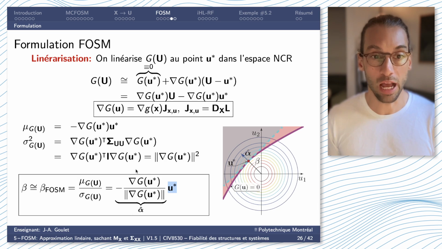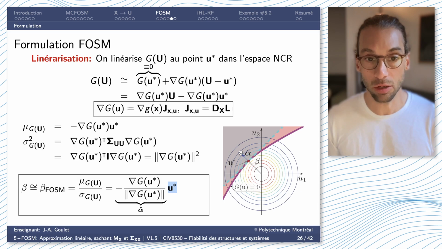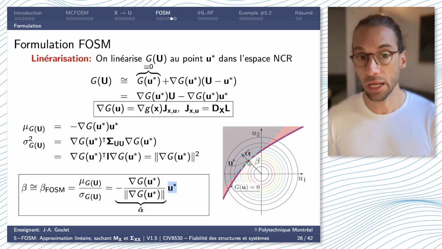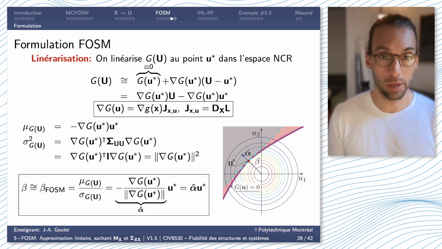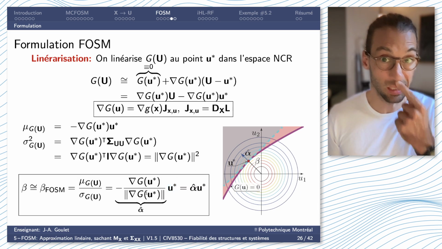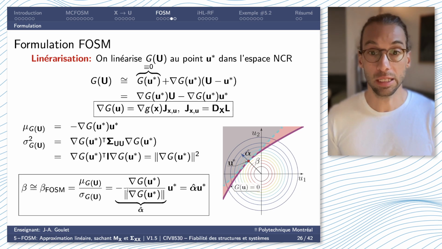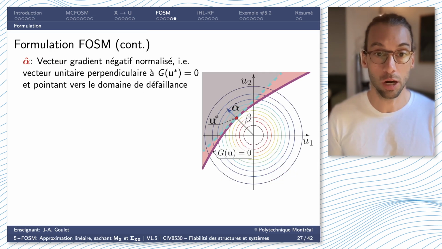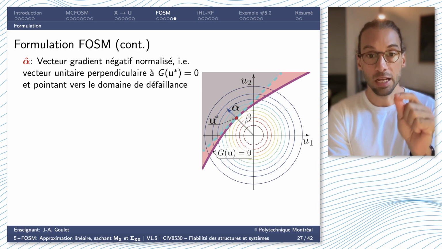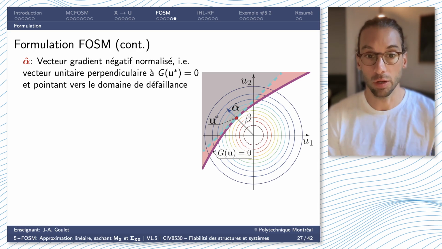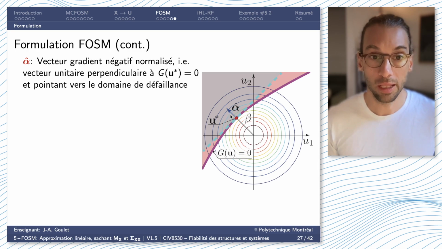Here we're going to have a quantity that we're going to name alpha. You can see that alpha is that little blue vector that we can place, in this case, at U star, and that's going to point towards the failure domain. If we regroup all these terms into alpha, we can say that beta is simply going to be alpha times U star. And this alpha is going to be my normalized negative gradient vector. So it's a vector of length 1 that, if placed at U star, points towards the failure domain.